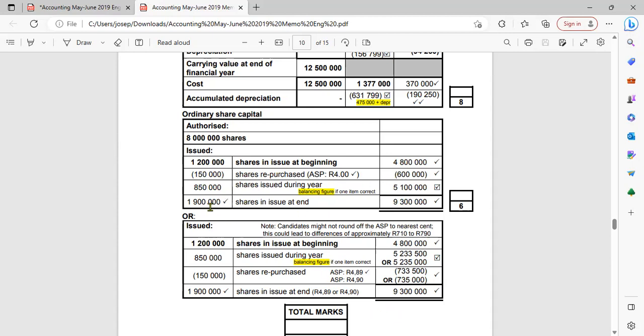Okay, and we have this one, shares issued at the end. We said we got it by saying 1,200,000 shares that were issued at the beginning, subtract this one that were repurchased and add this one that were issued during the year, and we have 1,900,000 all in all. And to get this one, we say 9,300,000 plus 600,000 minus 1,800,000. What was subtracted, you are now going to add, and what was added, you are now going to subtract when you go up, right?